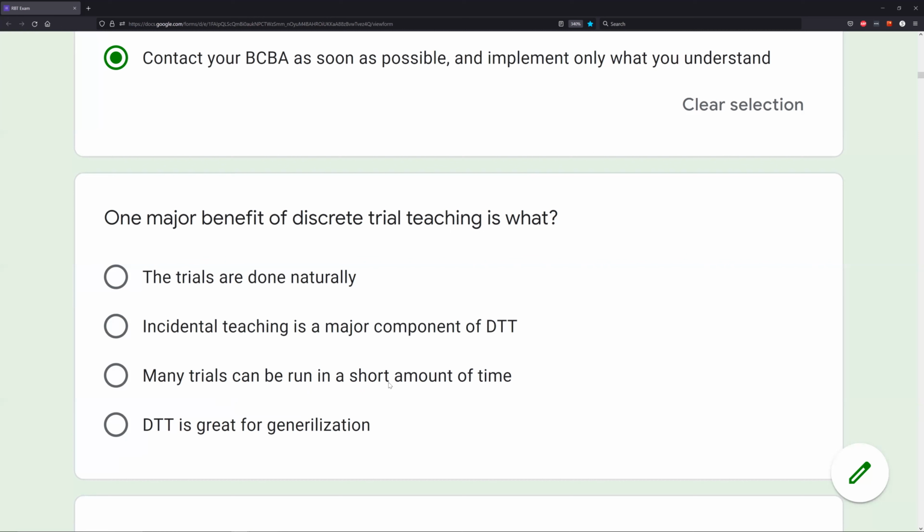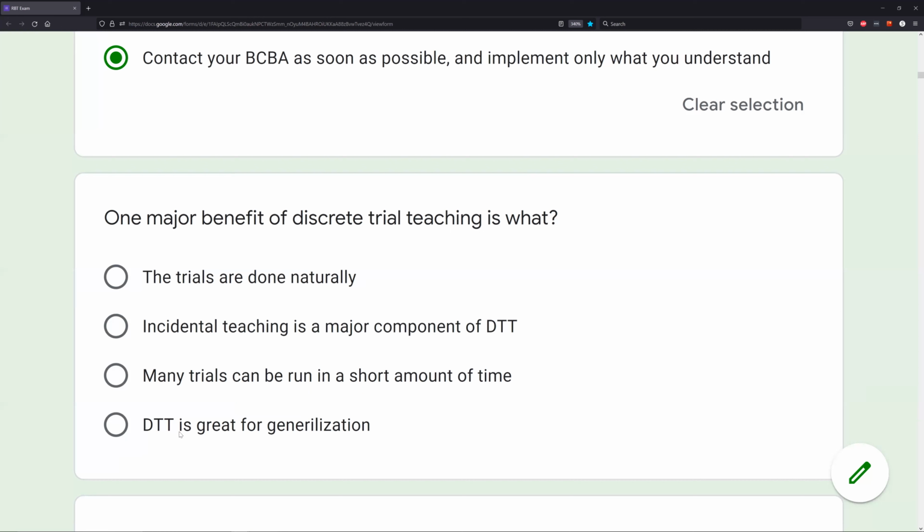C, many trials can be run in a short amount of time. Yes, the speed is so great in DTT because we can do a lot of trials quickly. If we're doing matching to sample, for instance, and you want to match a picture of an apple to another picture of an apple, you can do 5-10 matching trials in a couple minutes, right? It's great. We can deliver a lot of reinforcement, a lot of feedback very quickly. Speed is definitely a major benefit of DTT.